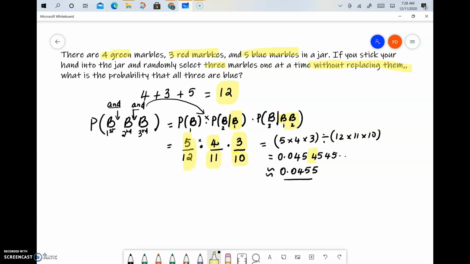When we multiply all these together, we get 0.045545, and when we round it to the 4th decimal place, it's 0.455, and that's our final answer.